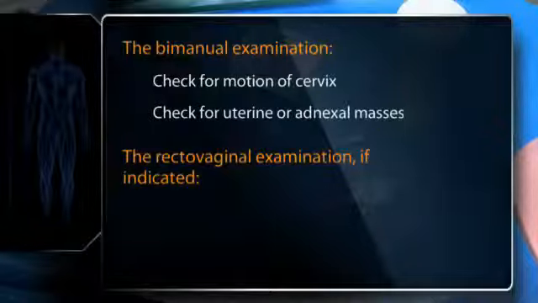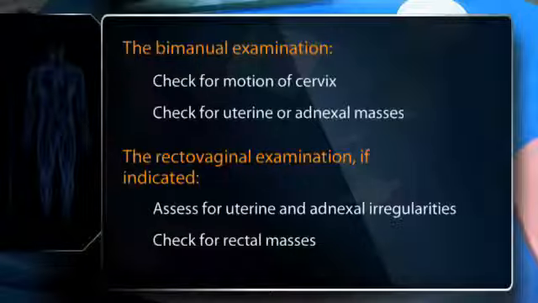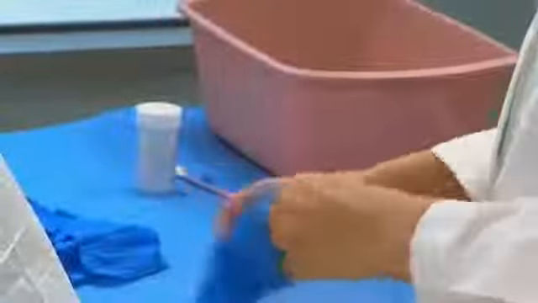Perform the rectovaginal examination if indicated. Assess for uterine and adnexal irregularities through the anterior rectal wall and check for rectal masses. Change gloves if blood from the bimanual examination is on the examining glove to obtain an accurate stool sample.